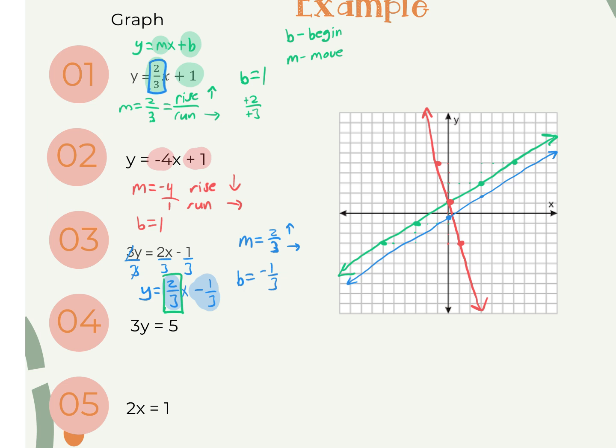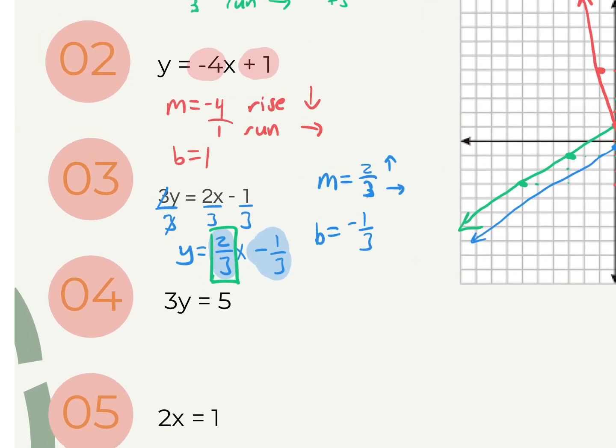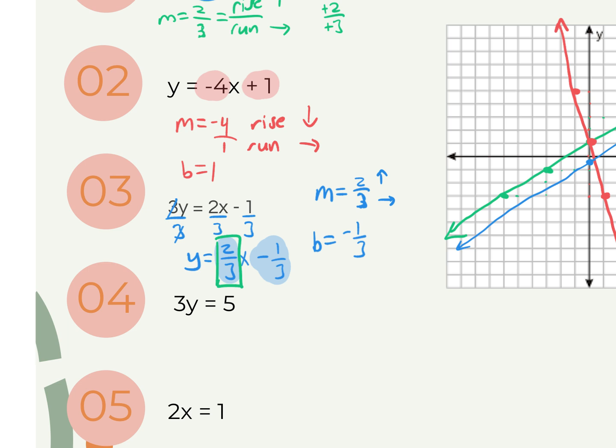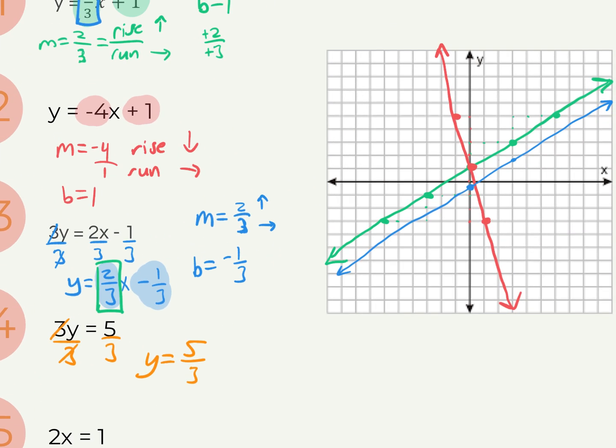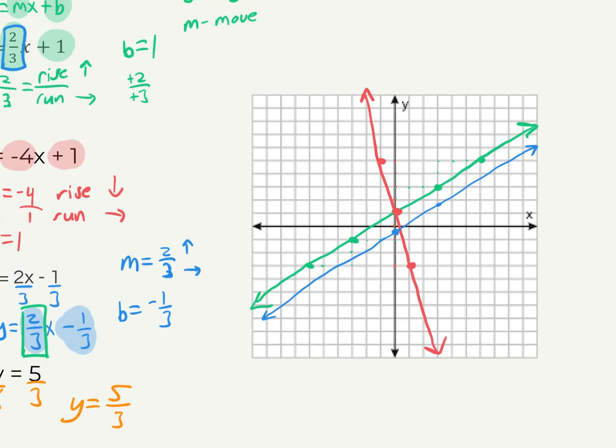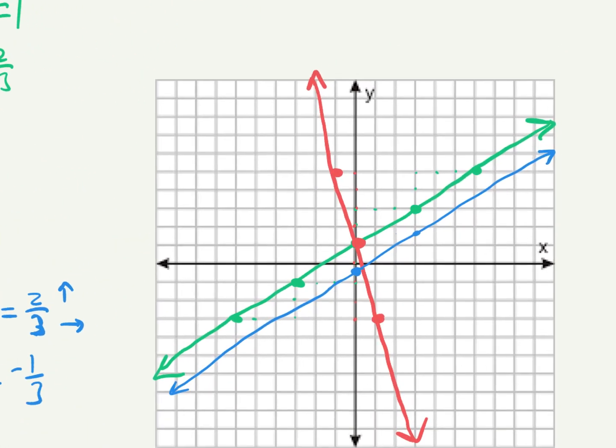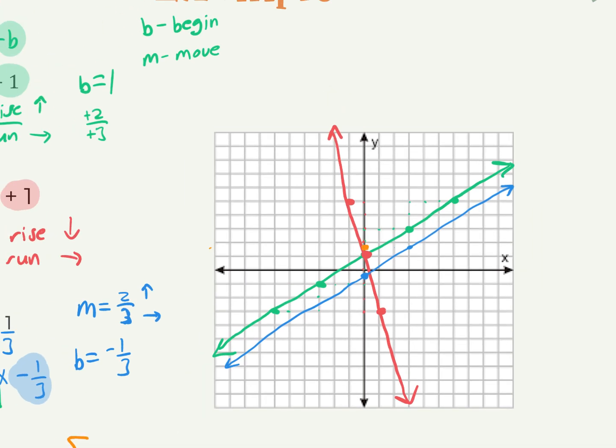Okay, and then number 4, notice you only see a y here. You don't see an x, right? If this is the case, right, we talked about it in the previous slide, this is going to be a horizontal line, right? So we're going to want to get y by itself. So let's divide both sides by 3 to cancel out that 3, and then we get y equals 5/3, right? If you have y equals, you're not going to have a slope. The slope is going to be 0, right? So all you have to do is find 5/3 on the y-axis, right? That's where your point's going to be. And then you're just drawing a horizontal line.